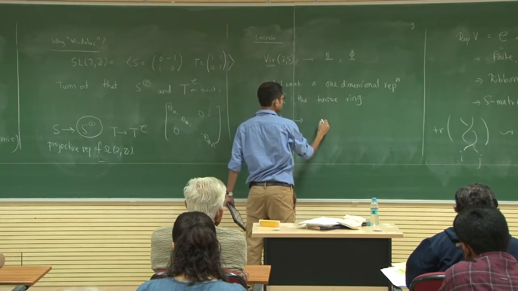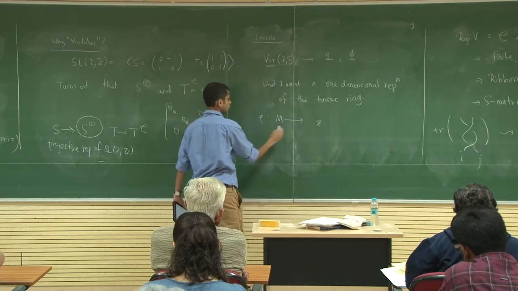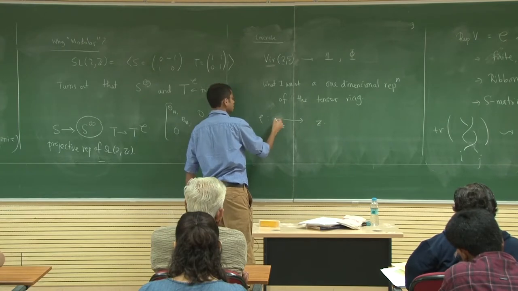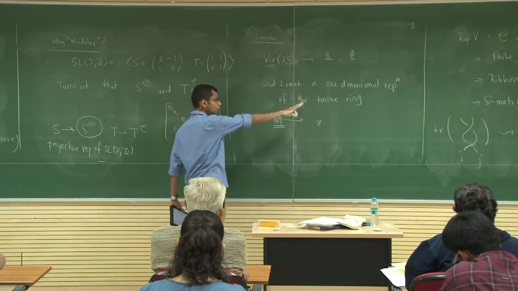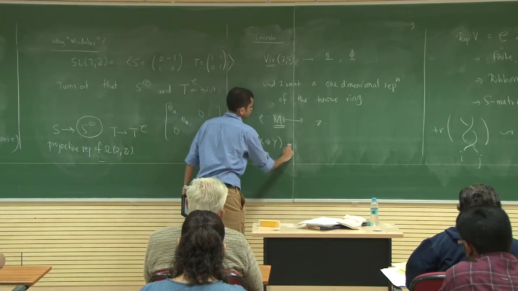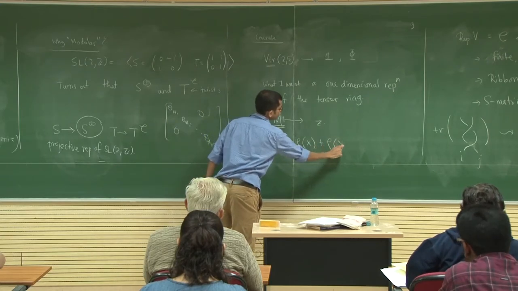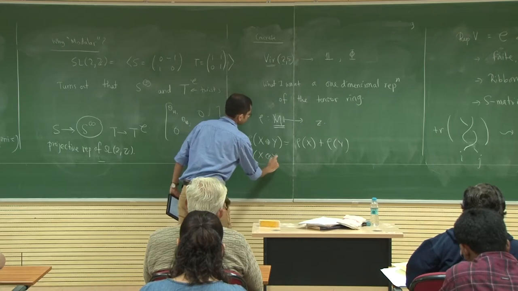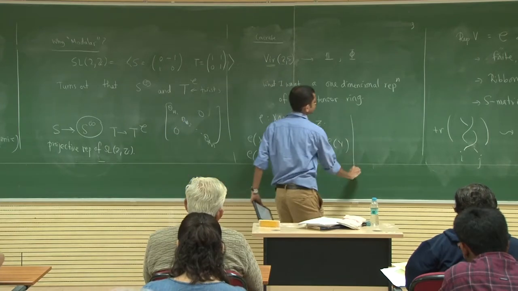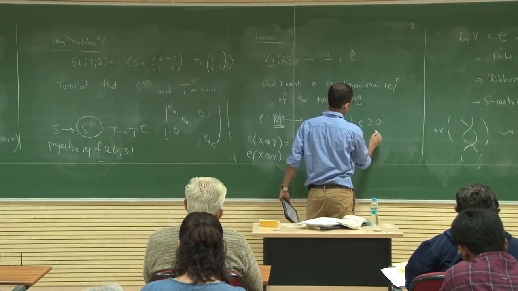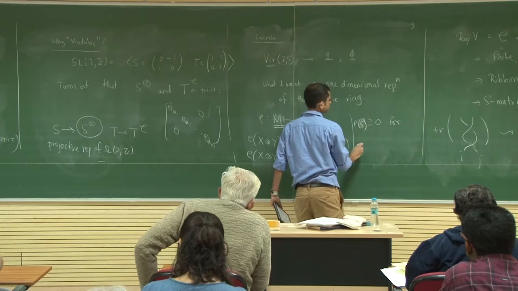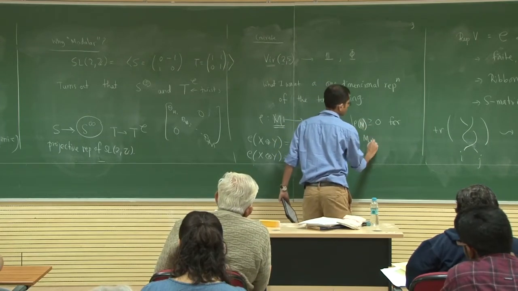I want to assign a number, let's say z, such that rho of x direct sum y is rho of x plus rho of y, and rho of x tensor y is rho x times rho y. And this number should be positive for simples. Rho of m is greater than 0 for m irreducible.